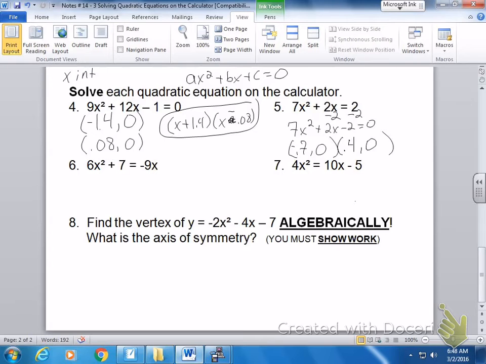So this is pretty quick and easy, guys. There shouldn't be a whole lot of problem here. We've got number 6. Again, it's not set up correctly in the right form. I'm going to have to add 9x to both sides. So I get 6x squared plus 9x plus 7 equals 0. So I want you to go ahead and put that in your calculator.